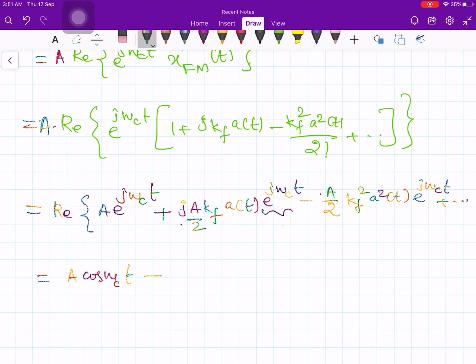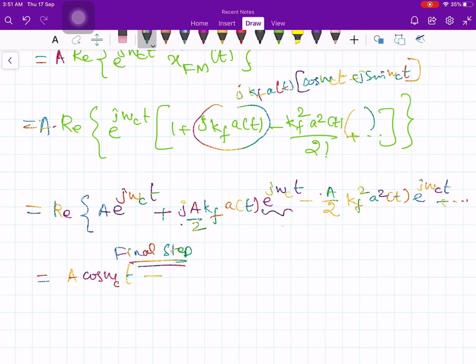Because all other terms are imaginary terms, that's why. So let me write down the final result. Then this you replace by j times kf times a of t times cos omega ct plus j times sin omega ct, and this term also replaced by cos omega ct plus j times sin omega ct, and then finally write down the answer. Okay, so I am writing the final answer, final step.